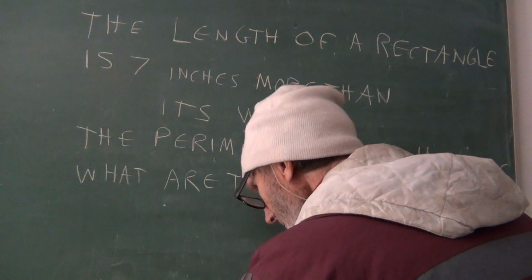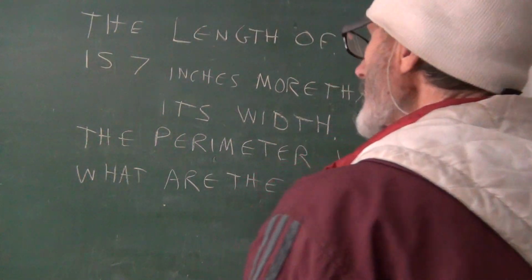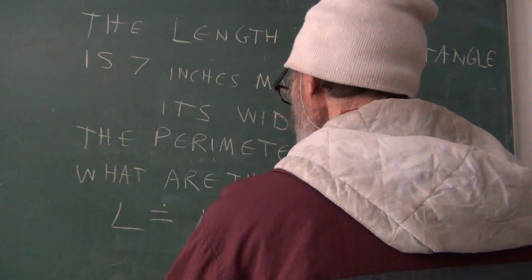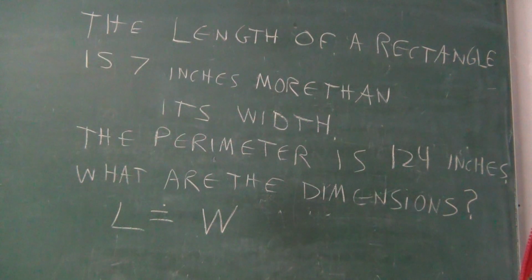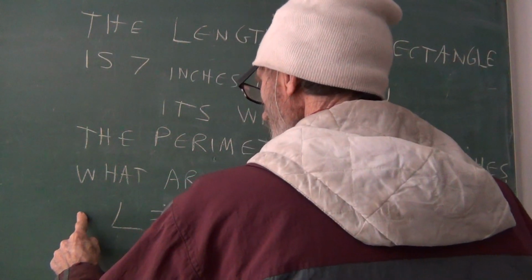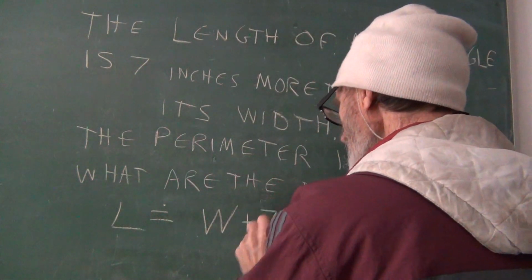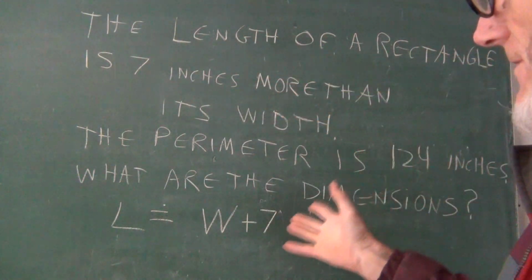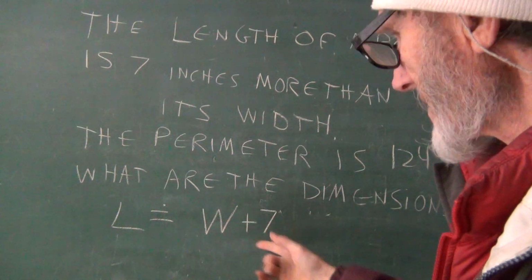So since we're looking for the length is 7 inches more than the width, that'd be simple. You just say length and width here. But which side does the 7 go on? Well, the length is 7 inches more than the width, but that doesn't go over here. That means it's more than the width, so width plus 7 would be the way you'd say it so far. Okay, length of rectangle is 7 inches more than the width, so width plus 7 equals length.